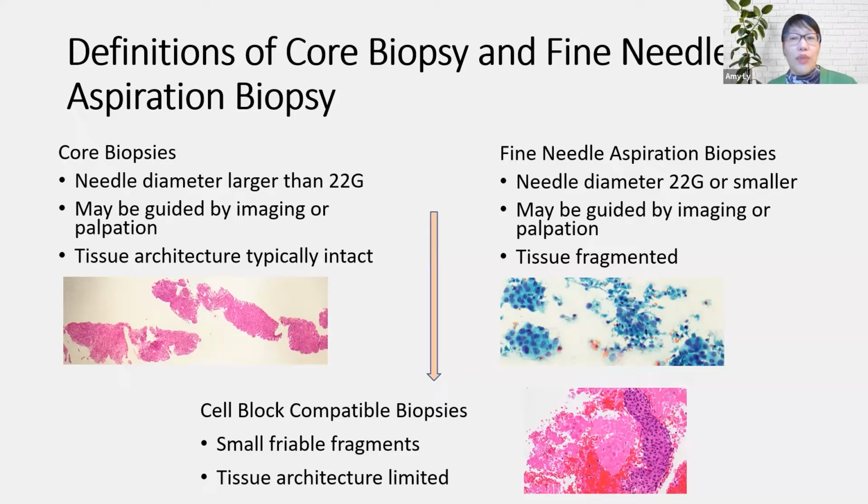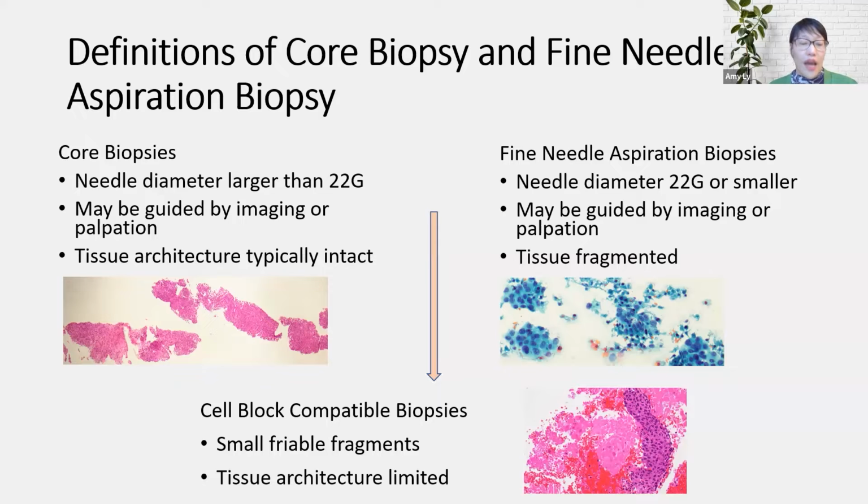Fine needle aspiration biopsies, on the other hand, usually use a needle diameter 22 gauge or smaller. This may also be done under image guidance or by palpation. And the sample you receive tends to be very fragmented. And when you make smears using this technique, in fact, you do want to create a cellular monolayer on the slide.